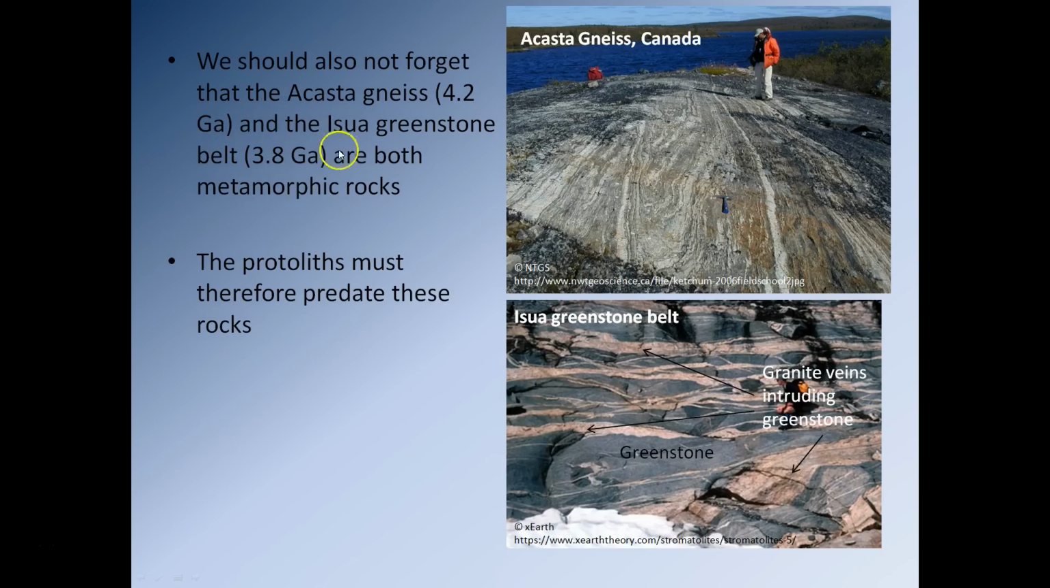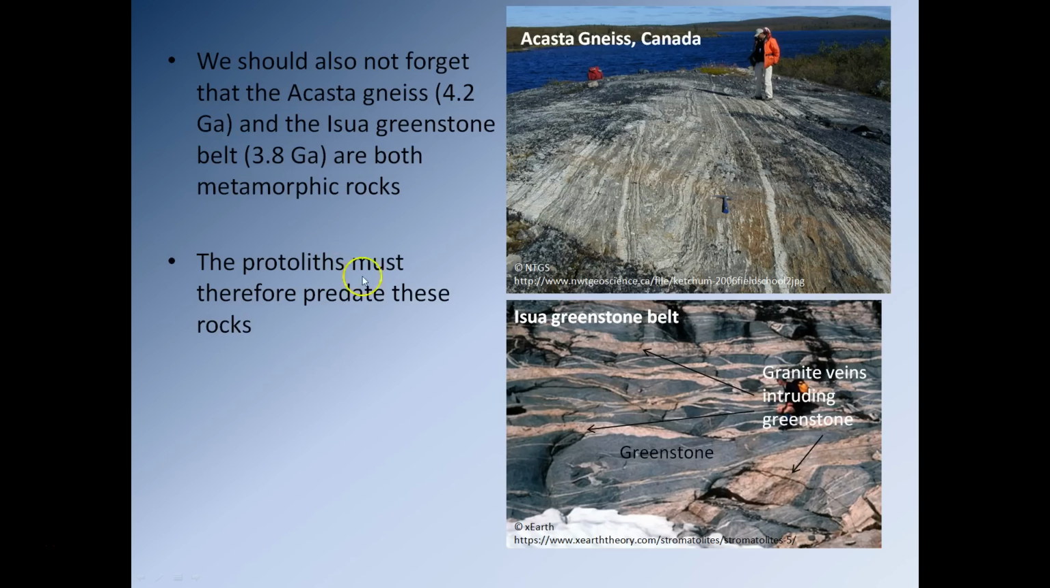So we know we definitely have to have had a solid, stable crust 3.8 billion years ago. And the Acasta gneiss also says there was definitely a solid crust at 4.2 billion years ago. So we know we had to have a solid crust essentially during that period. That's where we know the first super stable crust has to have formed.